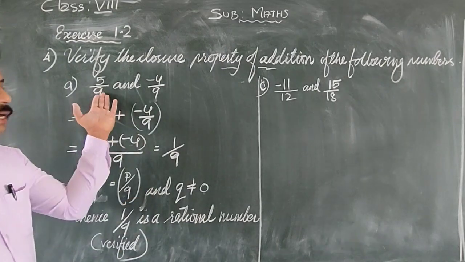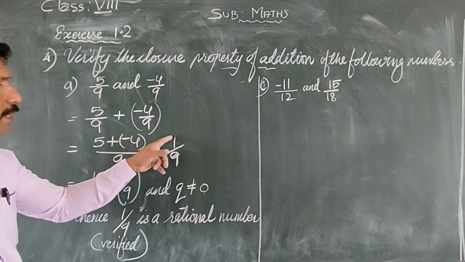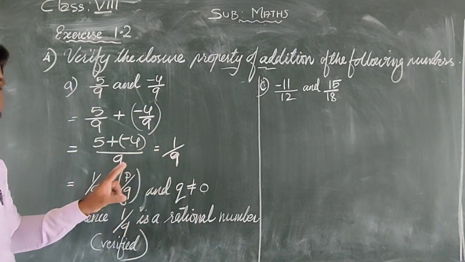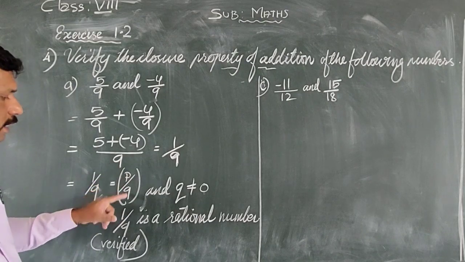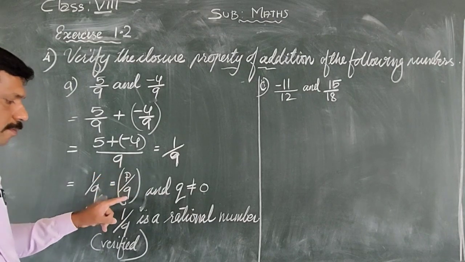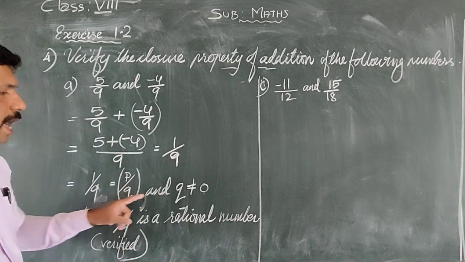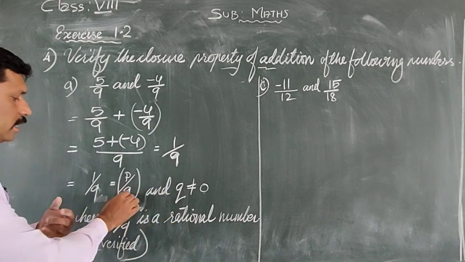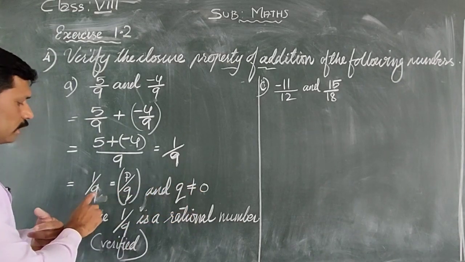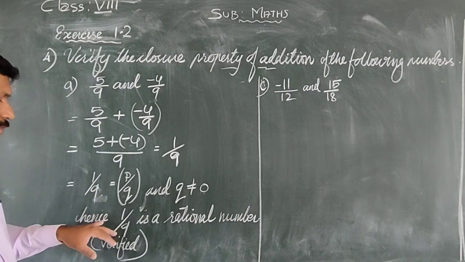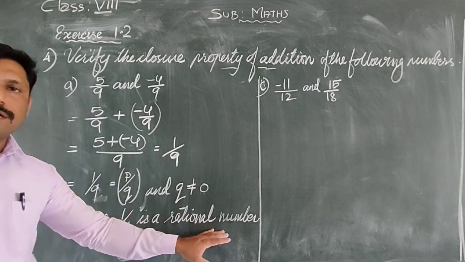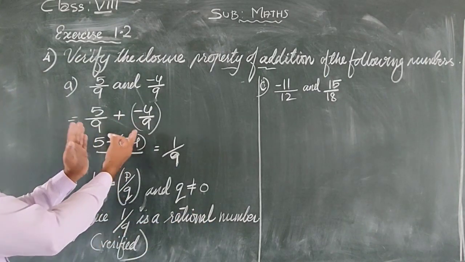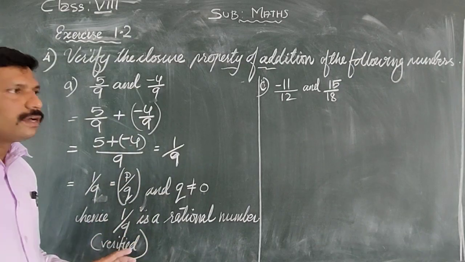Verified. So here, after adding these two rational numbers, we got 1 upon 9. That 1 upon 9 is a rational number because it satisfies all the conditions of rational numbers: it is in the form of P upon Q, and the denominator Q is not equal to 0. Here the denominator is 9. Therefore 1 upon 9 is a rational number and it is verified. After adding two rational numbers, the result will also be a rational number.